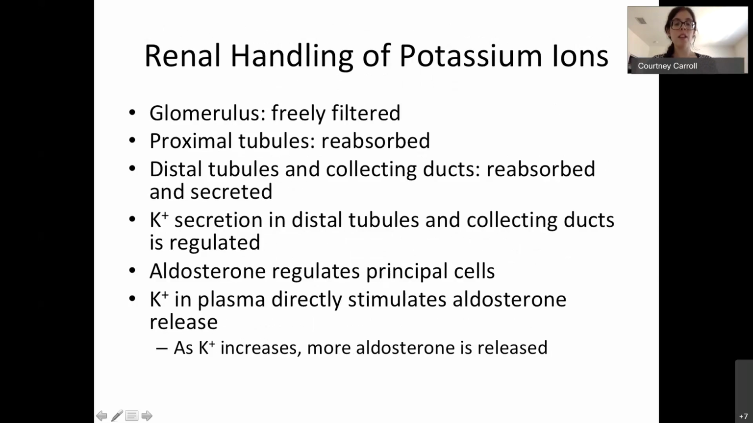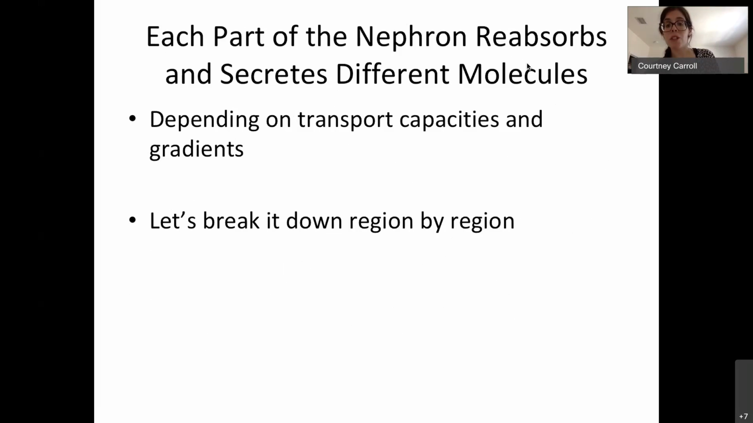Okay. Potassium, also freely filtered, going to move. It's small. It's going to be reabsorbed in the proximal tubules. But unlike sodium, potassium is secreted. So in the distal tubules and the collecting ducts, potassium is going to either be reabsorbed or secreted depending on our body's needs. And it's regulated, especially in those later regions, again, by hormones and hormonal control. We'll talk about that more when we talk about hormones.